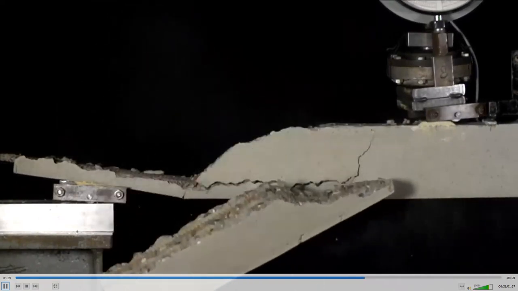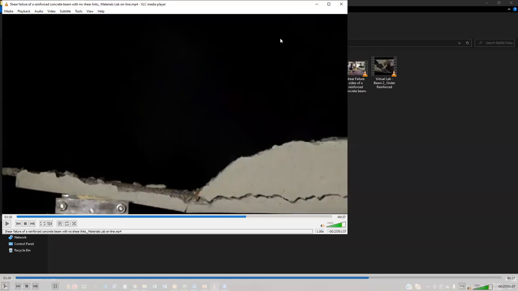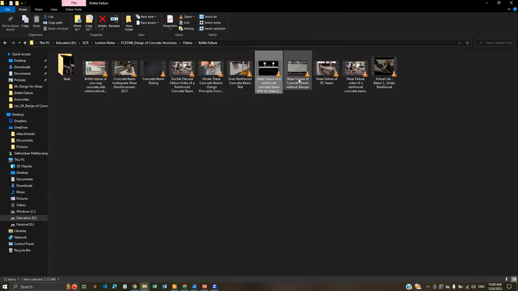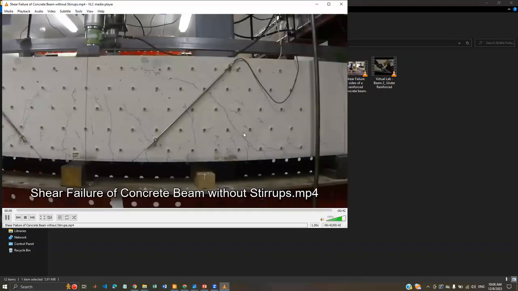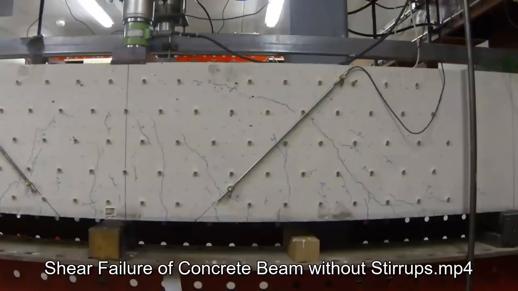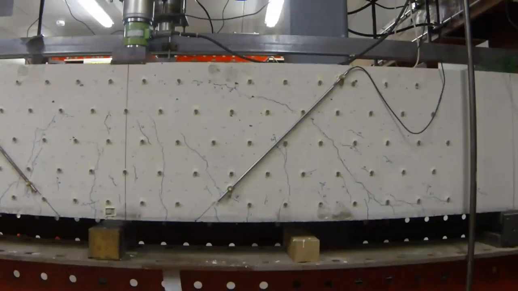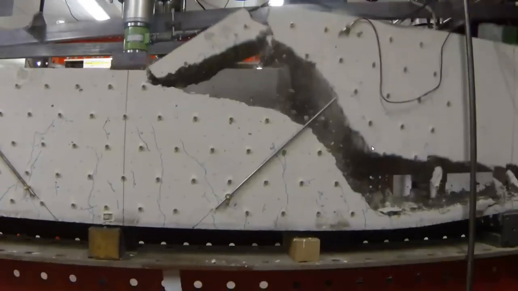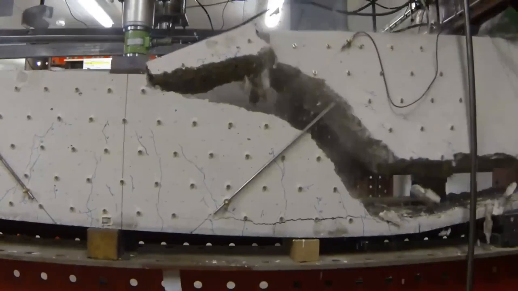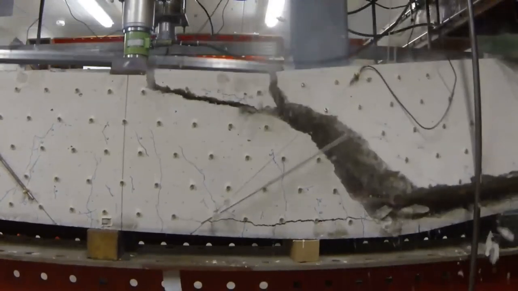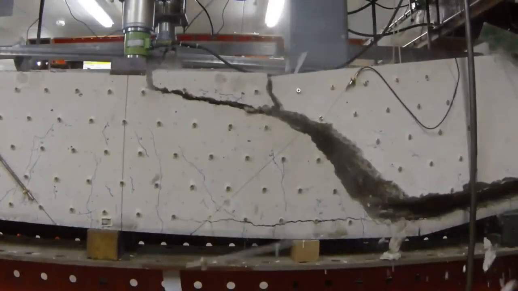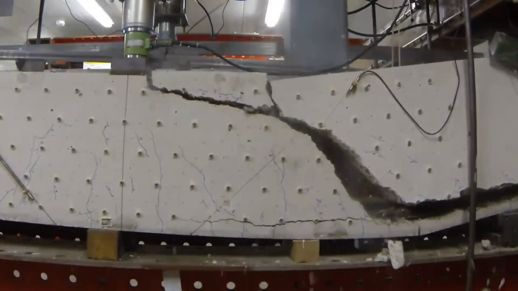Right, so you can see why shear is very critical. Failure is catastrophic. You can see in the actual model, the actual beam, how the failure is going to happen. The loading is increasing, and you can see how catastrophic it is.